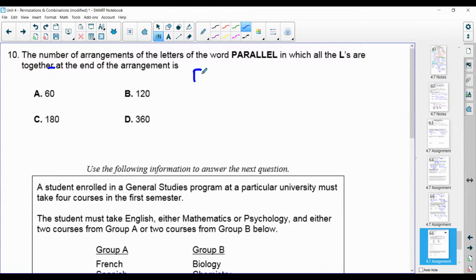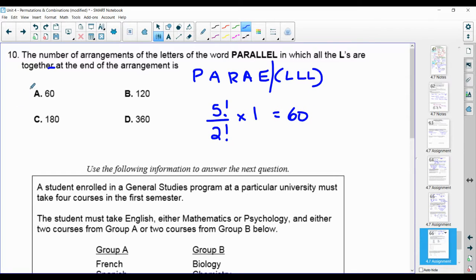So we have parallel, P-A-R-A, but our L's have to be grouped together. So I'm going to put L-L-L together. So P-A-R-A-E. The L's have to be together at the end. So we're looking at 1, 2, 3, 4, 5 factorial choices. And within those 5 letters, we have 2 repeating A's. And there's only one way for the L's to be at the end. And since they're all repeating, they all are going to look the same no matter how many times I rearrange them. So we just have 5 factorial over 2 factorial, which is 60.